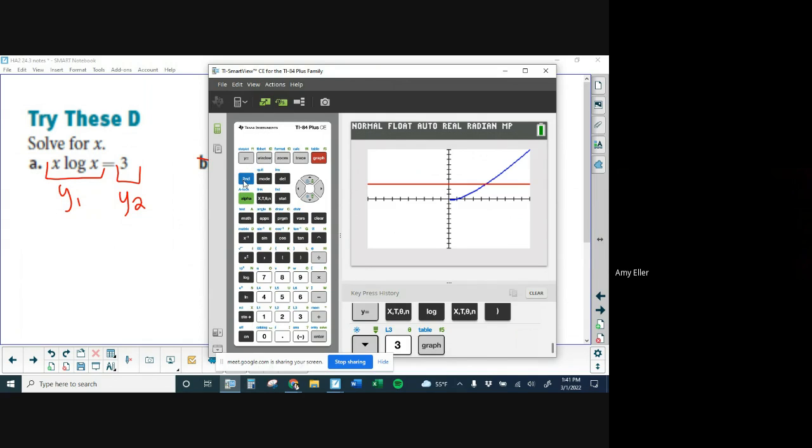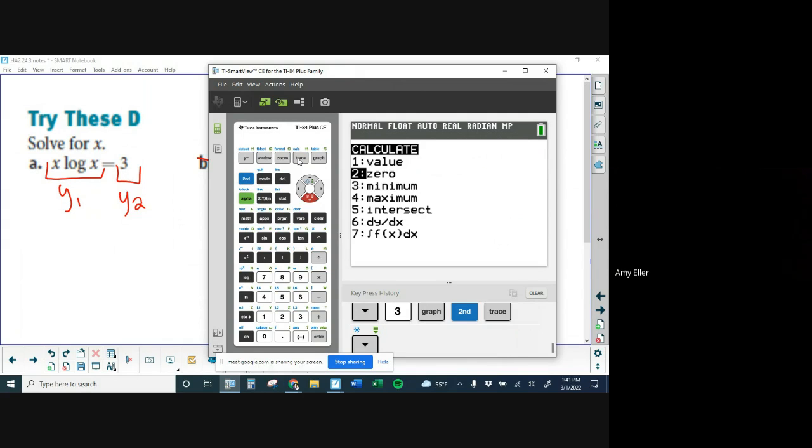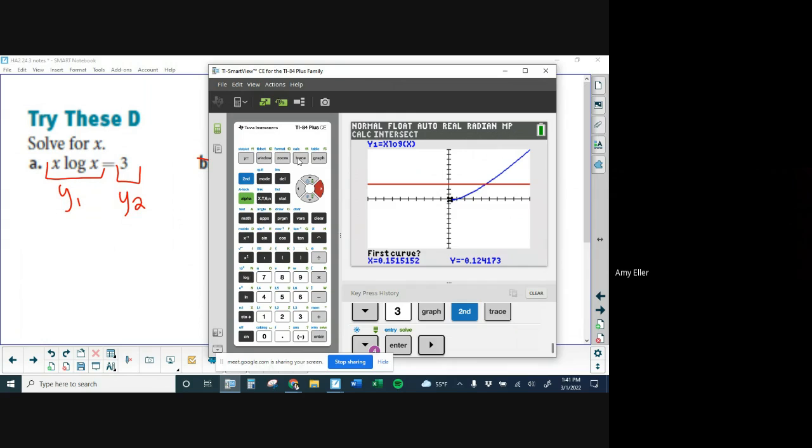So if you forget to calculate, you hit second, and calculate is up here by trace. You're calculating the intersection. Put your cursor about at the intersection for the first curve, second curve, intersection. You can round to hundredths, tenths, whatever it says. 4.56 maybe.